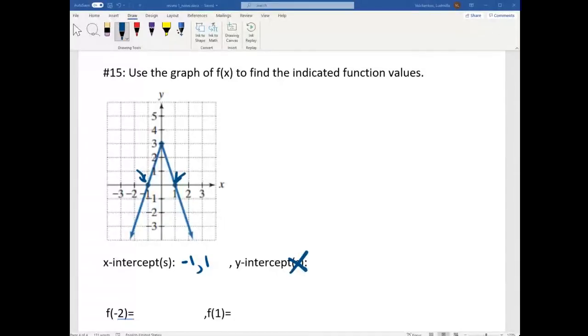The y-intercept is the y value of the point where the graph crosses the y-axis, you need to give the y value.